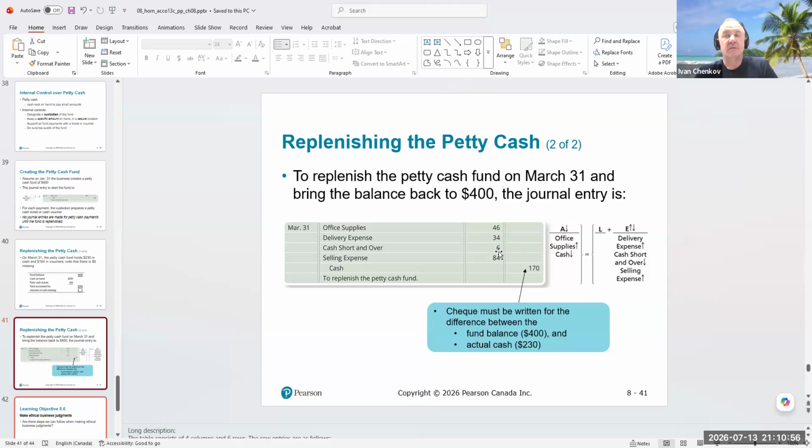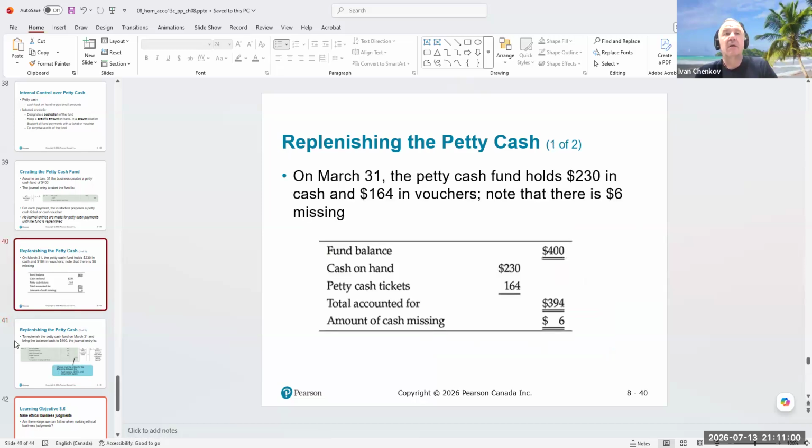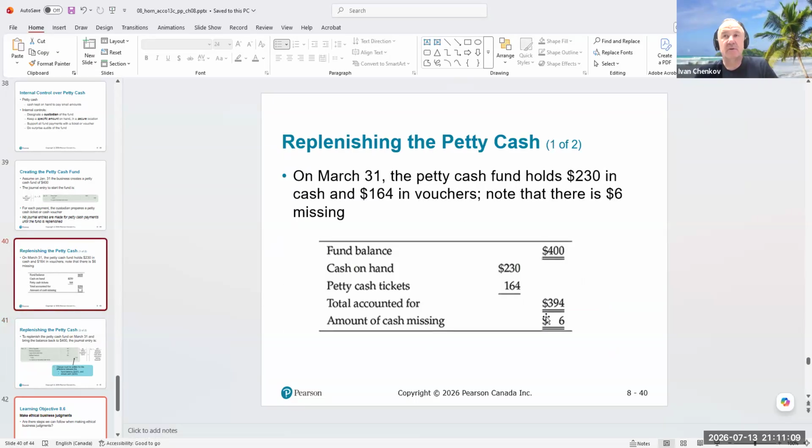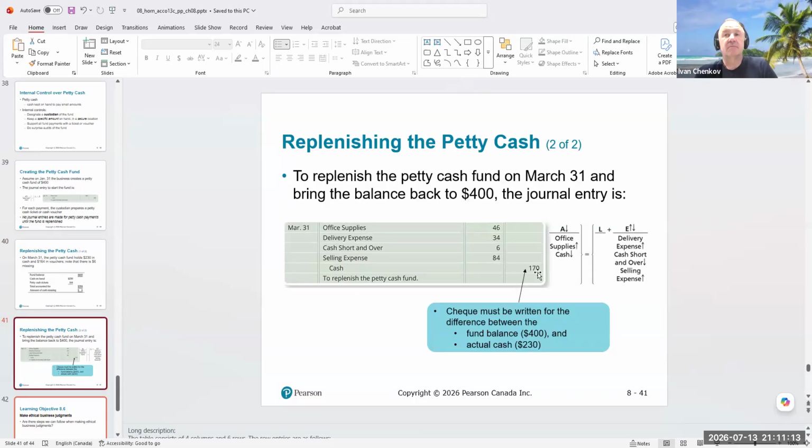For the $6, which is short, we're going to debit the cash short and over account. And the difference, $170, we're going to take from cash. Once we take it from the cash, we're paying all those expenses with cash. So that means the fund balance is going to be back to 400.